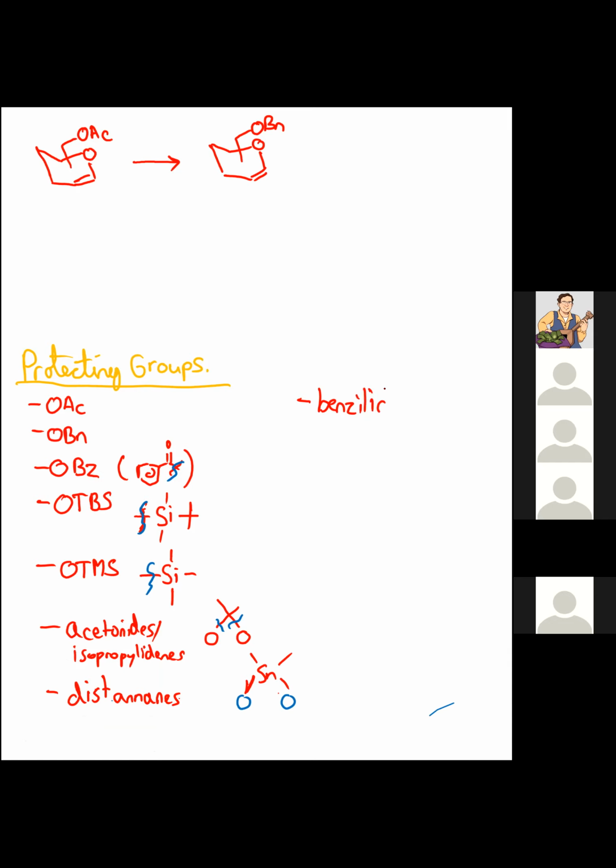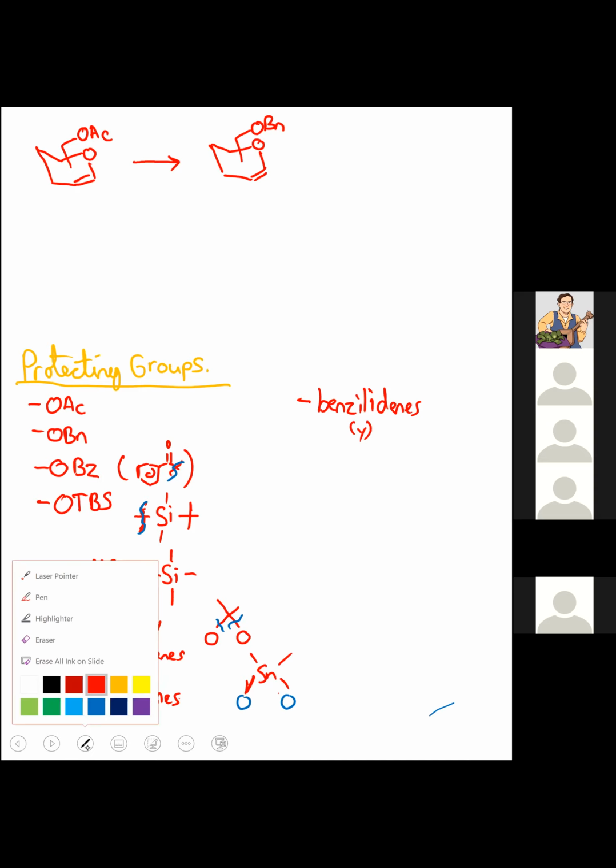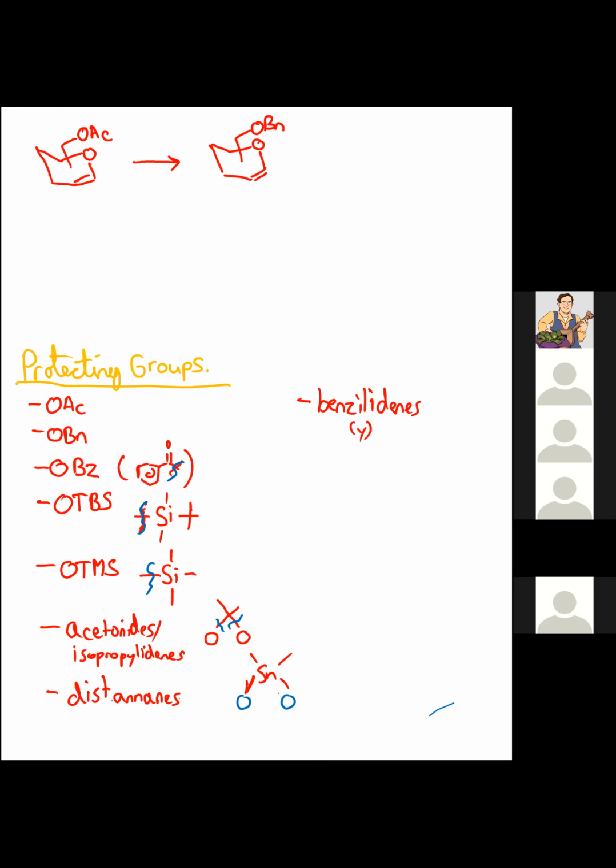Benzylidenes. I've seen it spelled both with an I or with a Y. I think both is fine. I don't know what the IUPAC one is. Again, this is another one where we have two alcohols adjacent to one another. And it's a benzyl, but it's from benzaldehyde instead of from benzyl alcohol. So it attaches to 2 different alcohols next to each other, and you get this phenyl group.